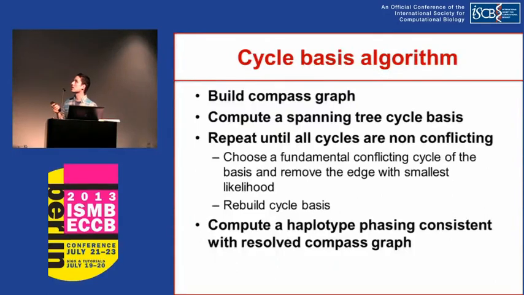In short, the cycle basis algorithm first builds the compass graph data structure. Then it computes a spanning tree cycle basis.